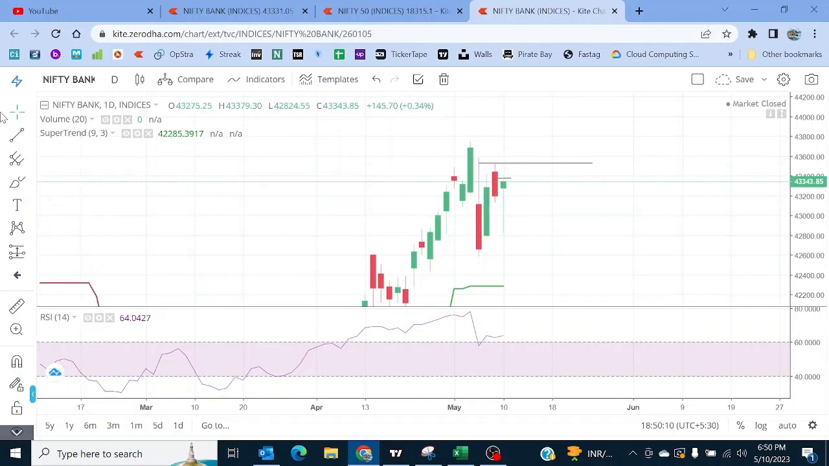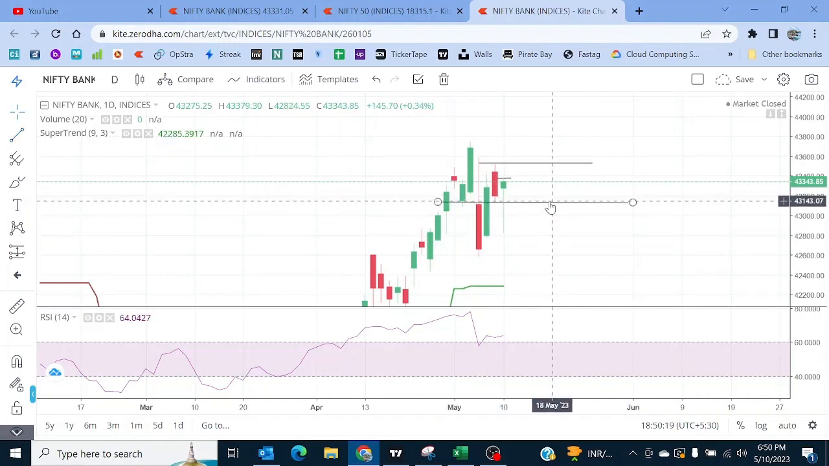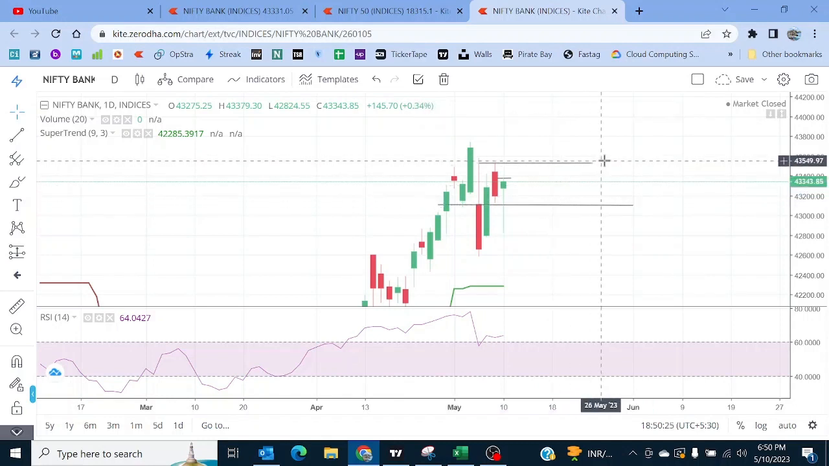But on the lower side, we'll keep in mind this level because it has been respected most of the time. 43100 is the level. Below that, we may start seeing some bearishness. So for tomorrow, these are the two levels that we'll look for.